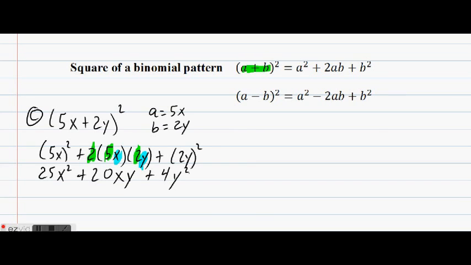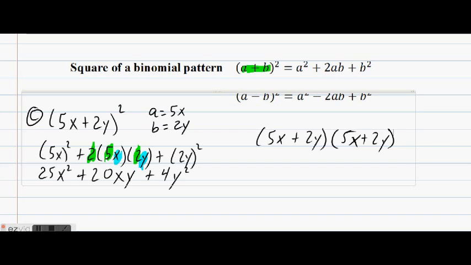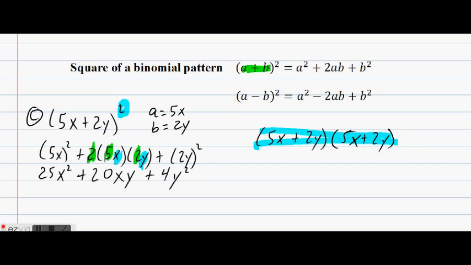Now again, these patterns are nice, but if you don't remember the pattern, you can always write this thing out 2 times. Do not forget that. 5x plus 2y times 5x plus 2y. Use FOIL, the double distributive property, the box method, whatever you need to use for yourself. But just recall, this thing is squared, so you would write it 2 times.